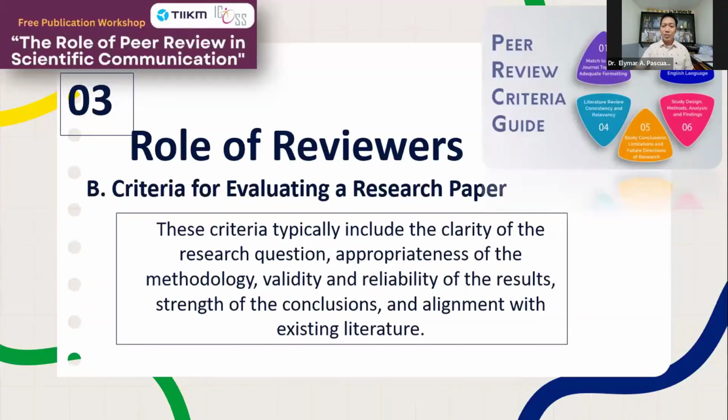When reviewing a manuscript, peer reviewers evaluate several key elements to determine the study's overall merit. These criteria typically include the clarity of the research question, appropriateness of the methodology, validity and reliability of the results, strength of the conclusions, and alignment with existing literature. Reviewers also assess whether the paper is well structured, logically presented, and written in a clear and scholarly manner. Each of these components is essential for judging whether the study contributes meaningful and trustworthy insights to its academic field.